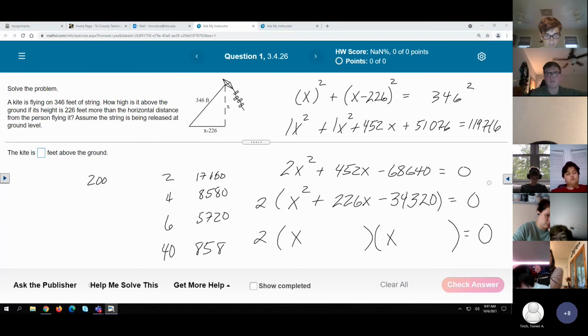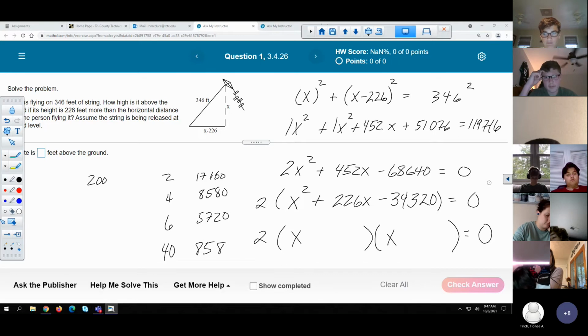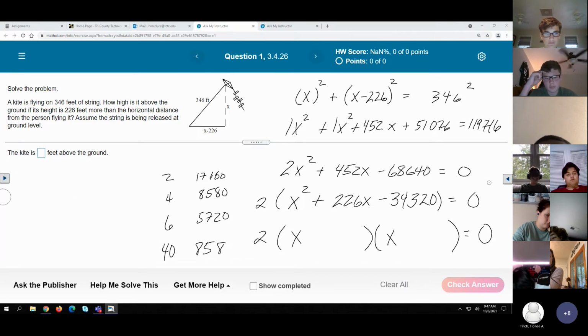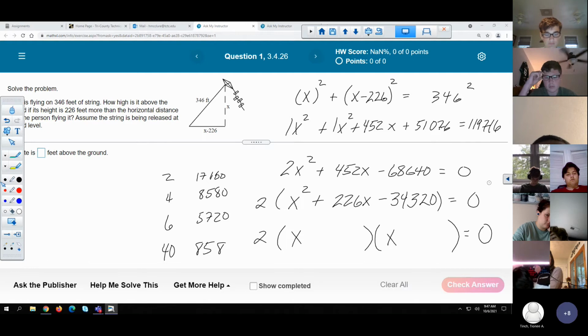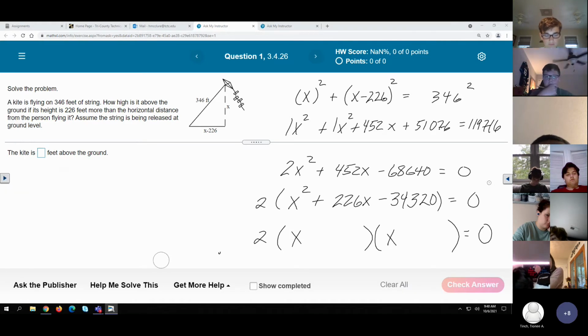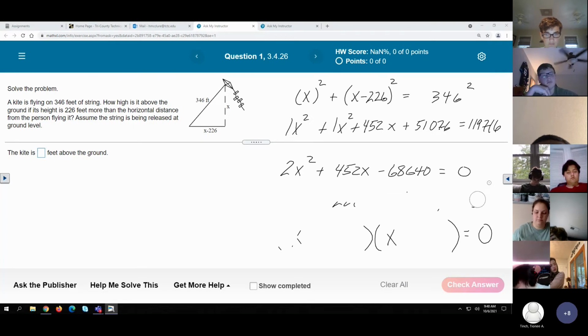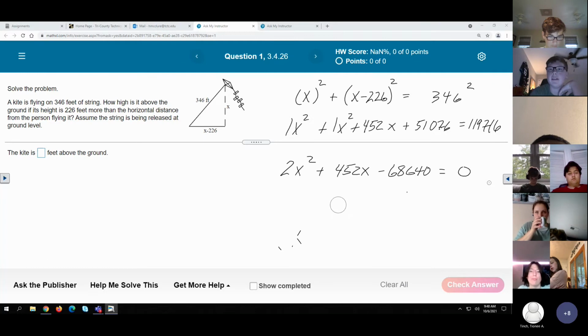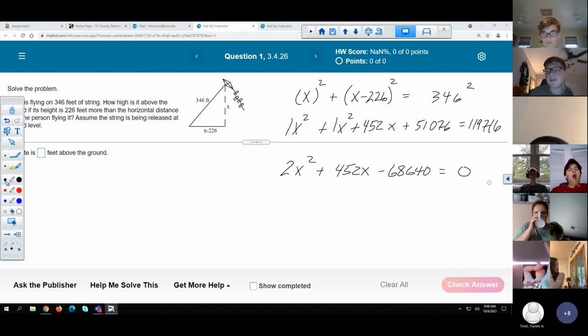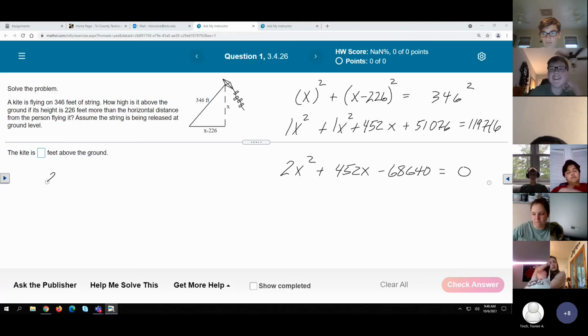I believe it'd be easier to do by completing the square. That's why I don't like to do factoring. Completing the square is a whole lot easier. I'm just going to erase this whole bottom. That's what got me messed up on this problem, because I tried to do factoring and I didn't know what to do. That's why we do completing the square.